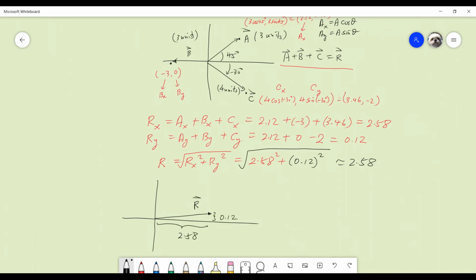Now what is this angle here? It will be RY over RX, right? 0.12 divided by 2.58, and then you take the inverse tangent, right? That gives 2.66 degrees.